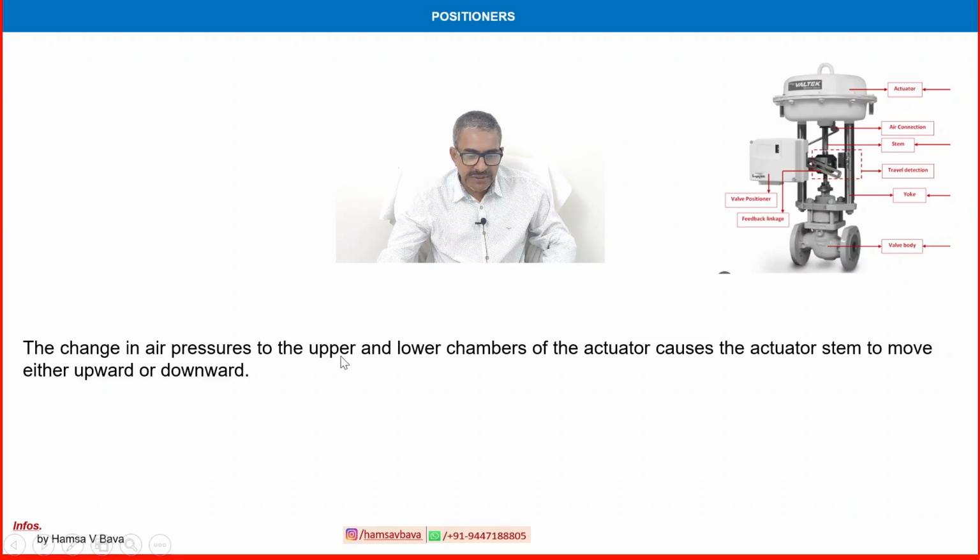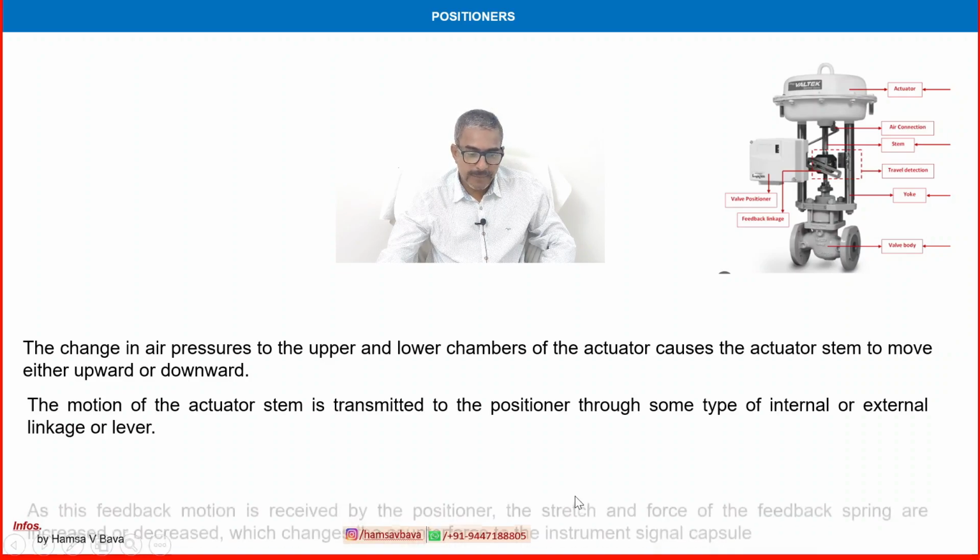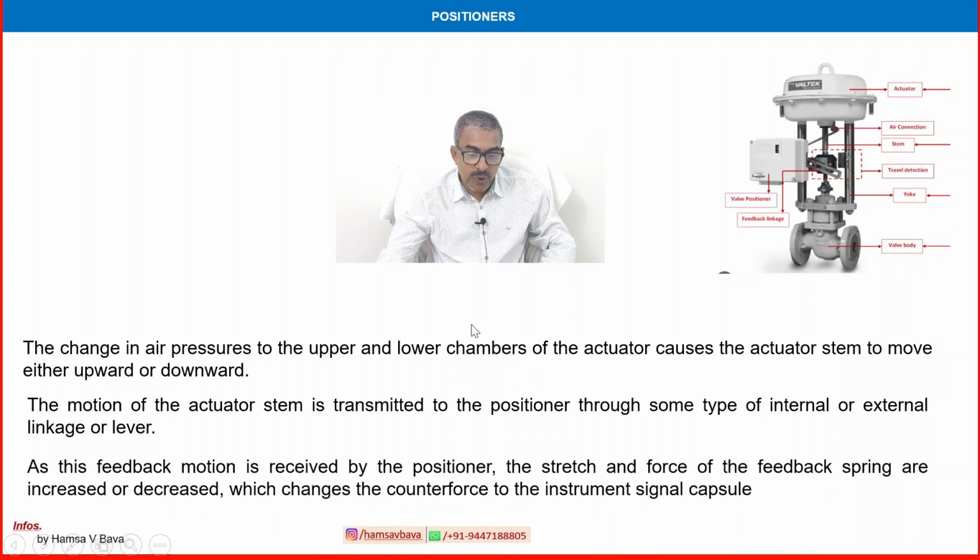The change in air pressure in the upper and lower chambers of the actuator causes the actuator stem to move either upward or downward. The motion of the actuator stem is transmitted to the positioner through some type of internal or external linkage or lever. As this feedback motion is received by the positioner, the stretch and force of the feedback spring are increased or decreased, which changes the counter force to the instrument signal capsule.